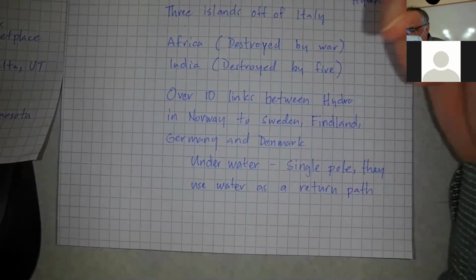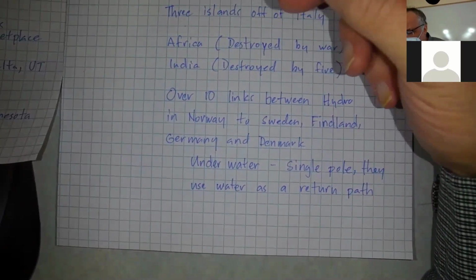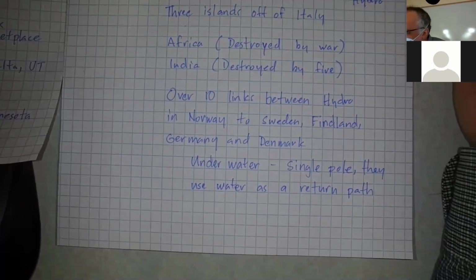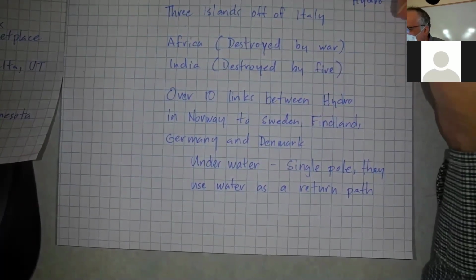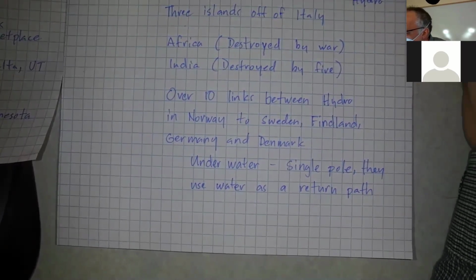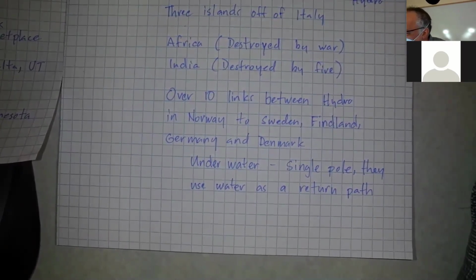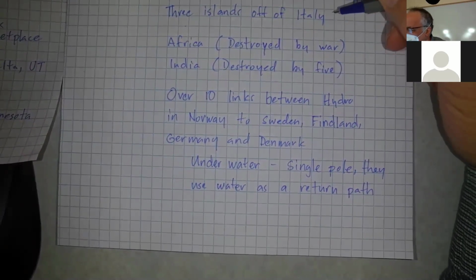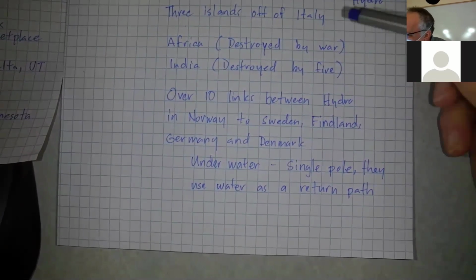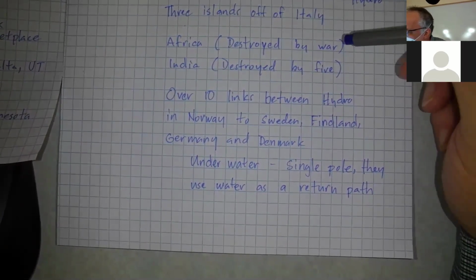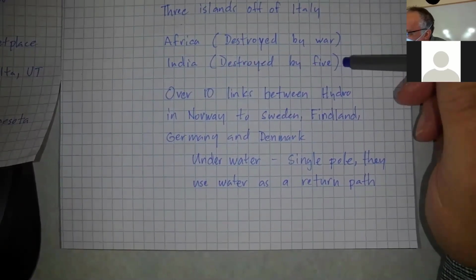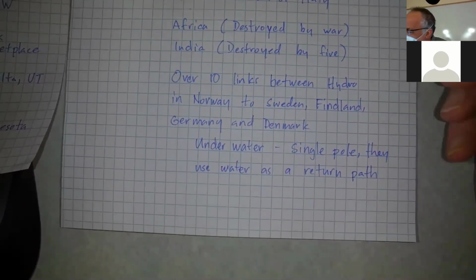So Pacific HVDC, high voltage DC line. We've got the two in Minnesota coming from North Dakota and South Dakota. We've got a line coming from Hudson Bay Hydro into Boston. You've got three islands off of Italy that are interconnected with DC. We used to have a high voltage DC line that went through the middle of Africa, but that got destroyed by war. And then we had high voltage DC in India.